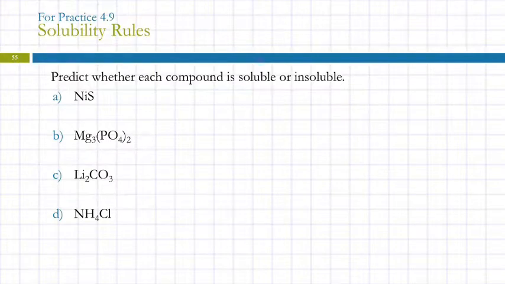Okay, predict whether each compound is soluble or insoluble. So, nickel sulfide. We have two ions here, nickel and sulfide. If you go through that list, neither of these is in the top half. So we get to the bottom of mostly insoluble and we see sulfide. The exceptions for sulfide were calcium, barium, and strontium. This is not one of the exceptions. So nickel sulfide is insoluble.